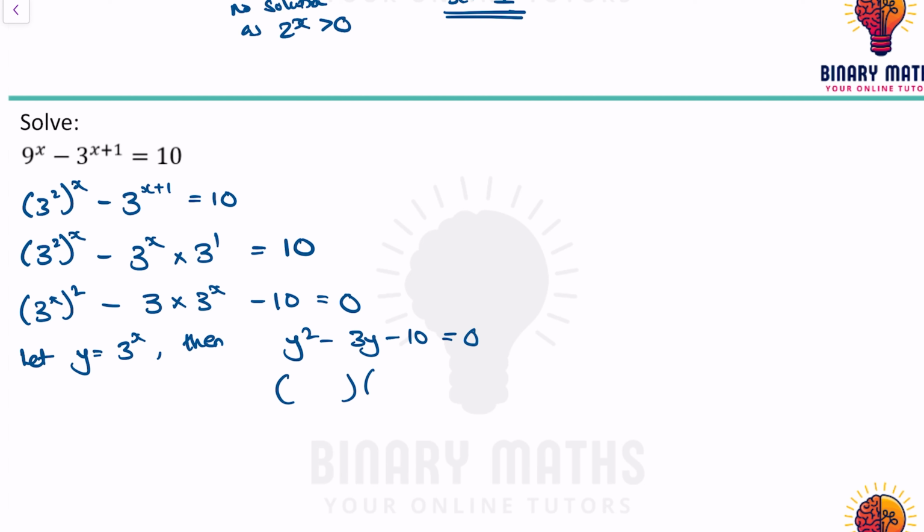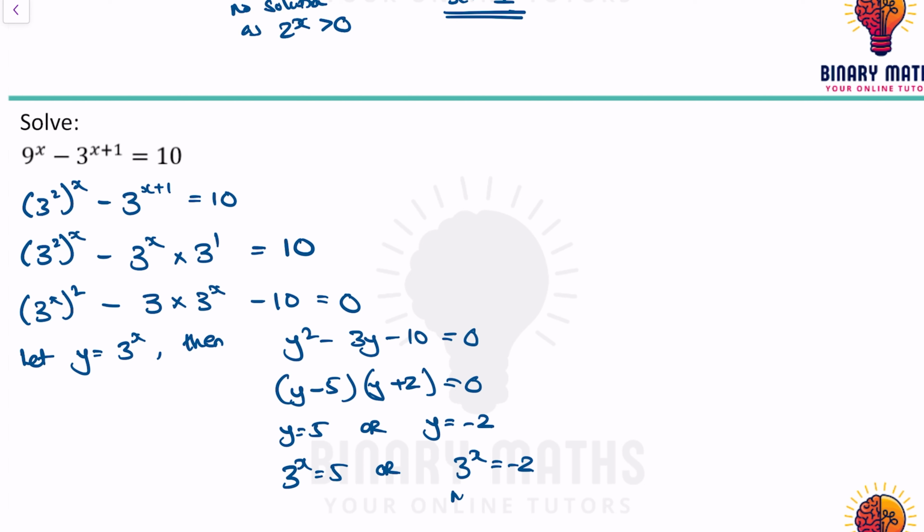If I factorize it out, I've got y's in both, and I get minus 5 and plus 2, which means y is equal to 5 or y is equal to negative 2, which means 3 to the power of x is equal to 5 or 3 to the power of x is equal to minus 2. No solution for the second one, as 3 to the power of x has to be greater than 0. For the first one, you have to apply log base 3 to both sides. So you get log base 3 of 3 to the power of x is equal to log base 3 of 5. So x is equal to log base 3 of 5.